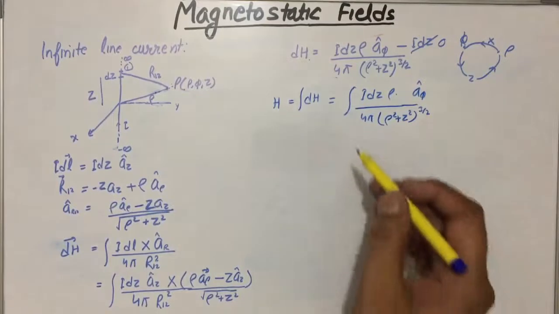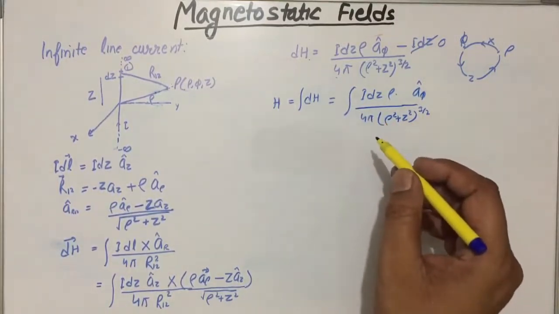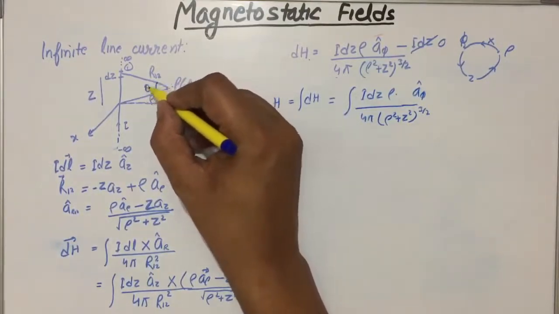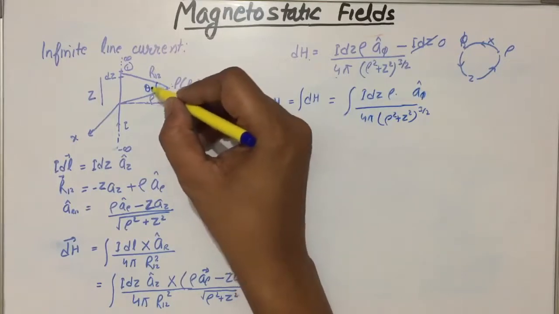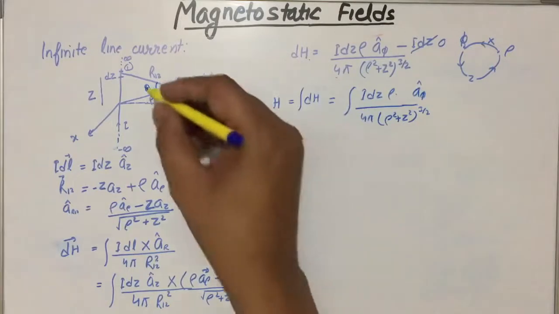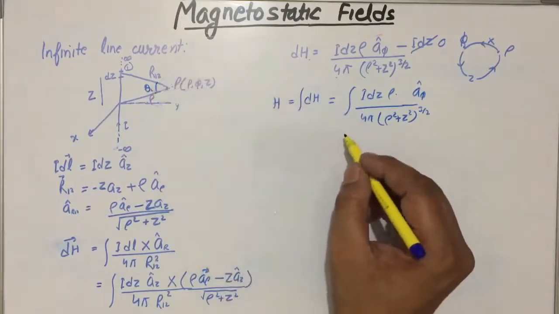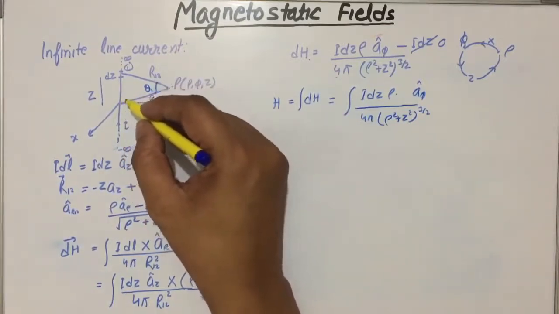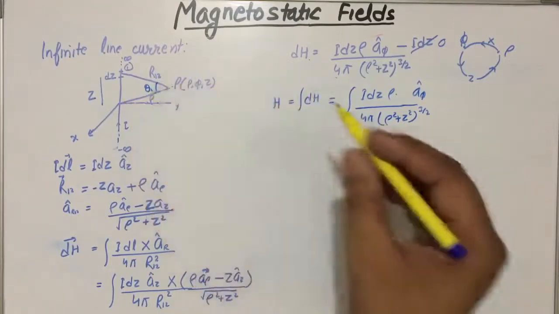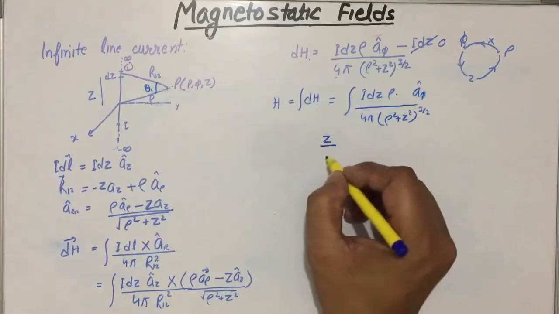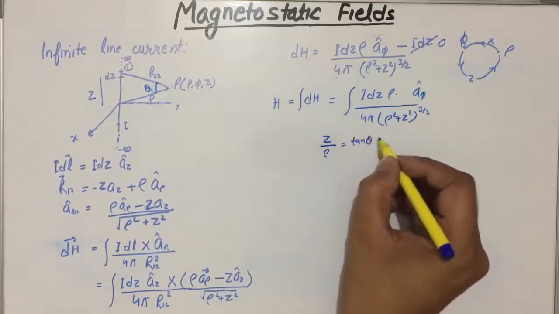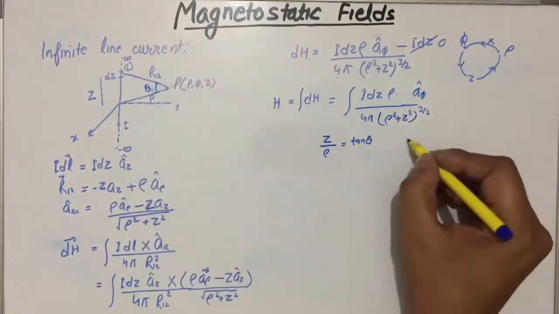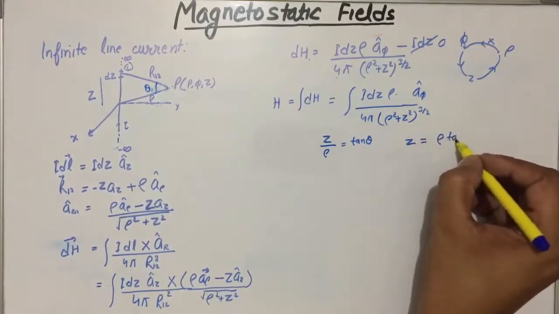Now to simplify this so that it makes the integration easier, assume an angle theta. If we assume this theta, where this is rho, this is z, and this is 90 degrees, then theta can be written as z by rho equals tan theta. Keep it as theta, not theta 1. So from here we can find z equals rho tan theta.